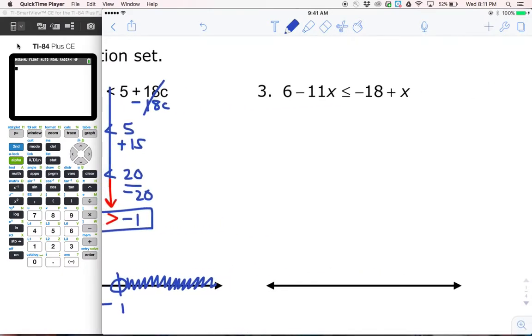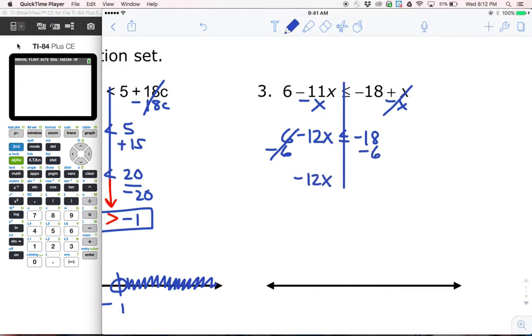All right, one more time. I don't like x's on the right, so I'm going to get rid of it. I'm going to subtract x from both sides of my inequality, just like when we would do this with equations. And I've got 6 minus 12x is less than or equal to negative 18. My next move is to subtract 6 from both sides, which leaves me with negative 12x is less than or equal to negative 24. Now I've got to divide both sides by negative 12.